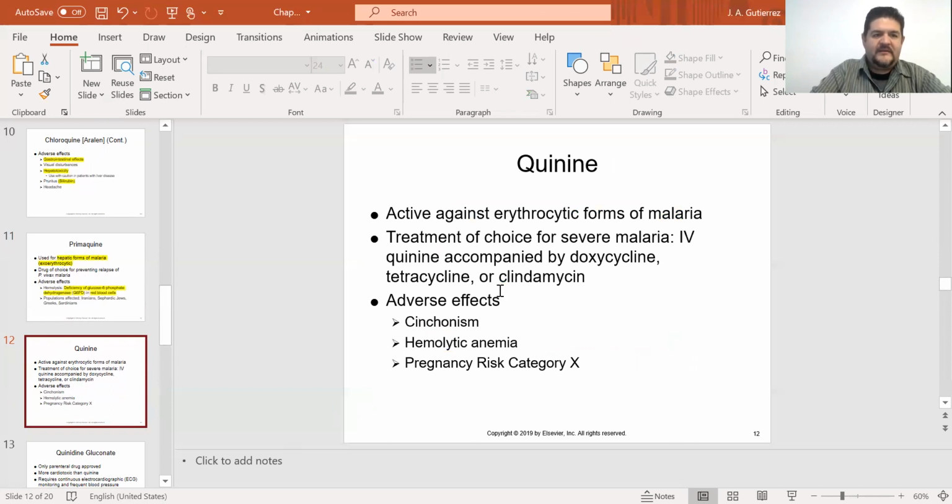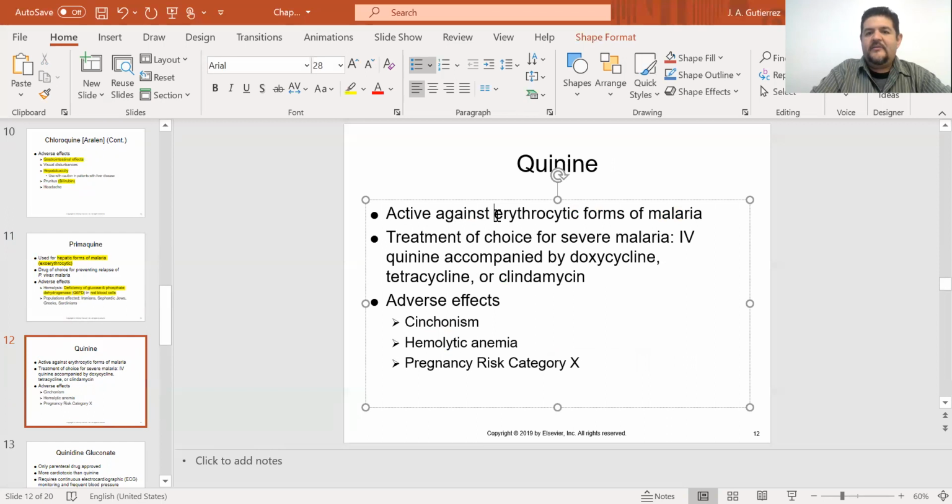Quinine, just like chloroquine, is very good for the erythrocytic form of malaria. Quinine is used only for severe malaria, and we can mix it with antibiotics like doxycycline, tetracycline, or clindamycin. We already talked about this one in previous chapters. Same thing. The main adverse effect will be hemolytic anemia because they work the same.